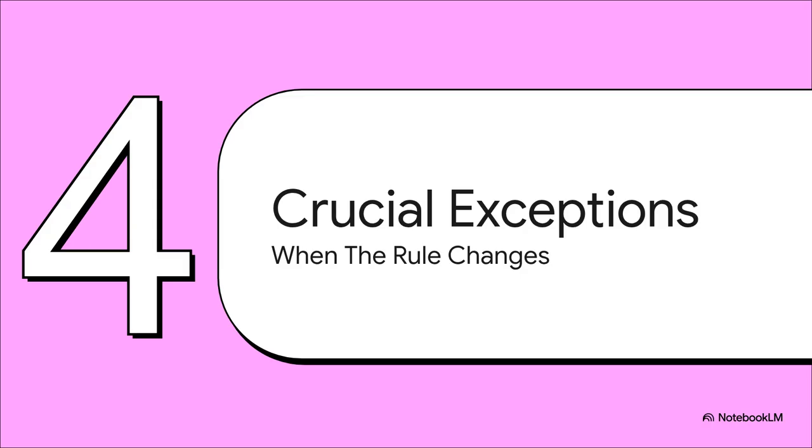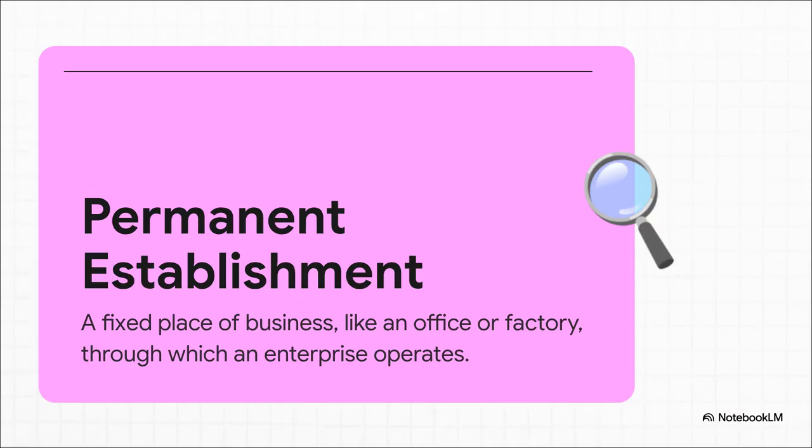But, and this is a big but, that 10% rule is not absolute. There are a couple of really crucial exceptions where this whole system gets turned on its head. And trust me, understanding these is just as important as knowing the rule itself if you want to avoid any nasty surprises. The biggest exception, by far, revolves around this term, a permanent establishment, or PE.